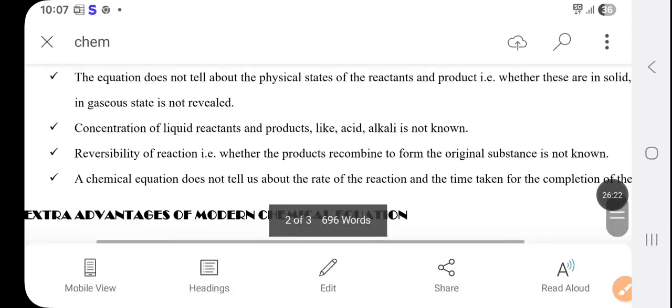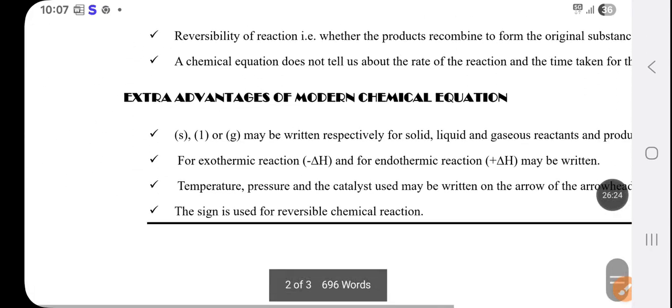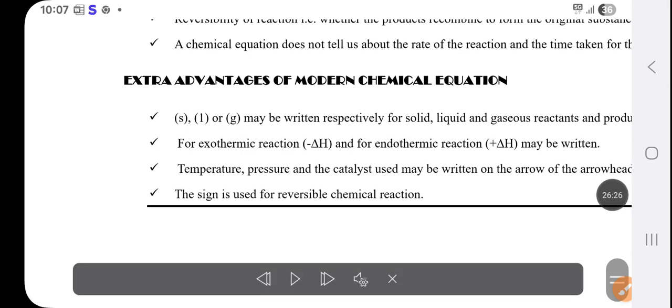Now, to avoid some of these limitations, there is the modern chemical equation, where we have made some changes to the chemical equation to avoid some of the limitations, which we are going to learn now.